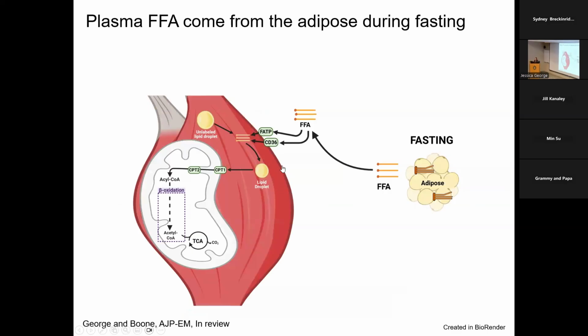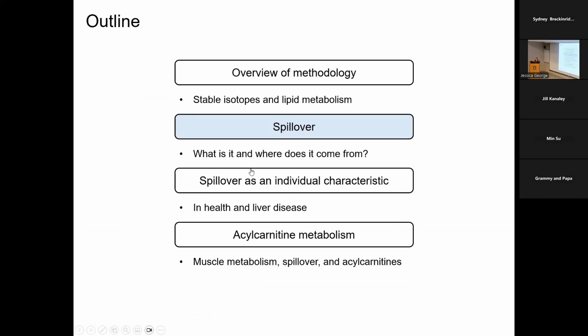Today, I'm going to be talking about the sources of plasma-free fatty acids, or FFA. This includes adipose fat and fat from the meal. Very briefly, to review physiology, adipose tissue lipolysis releases free fatty acids that can be taken up into muscle to be stored in lipid droplets or oxidized in the mitochondria. Now, many of you have heard me talk about spillover, but I'd like to show you what spillover is and where it comes from.